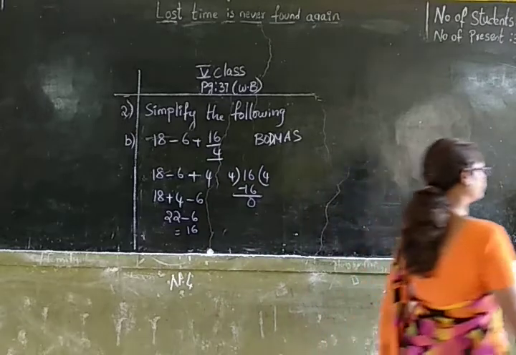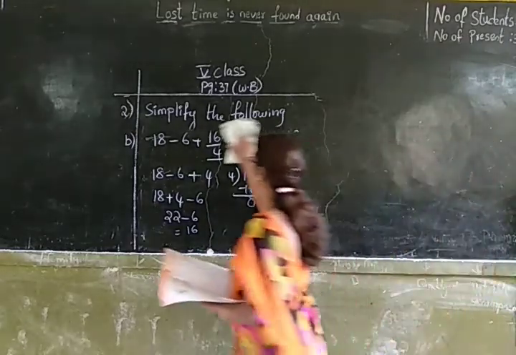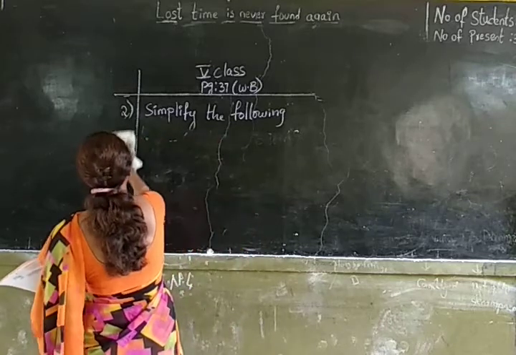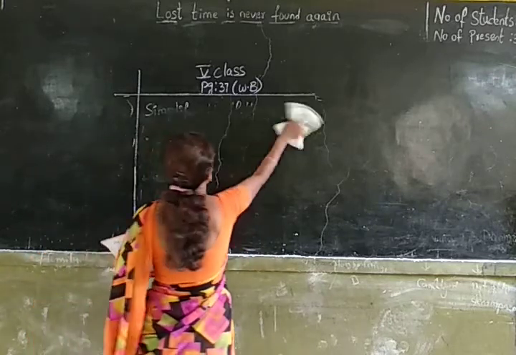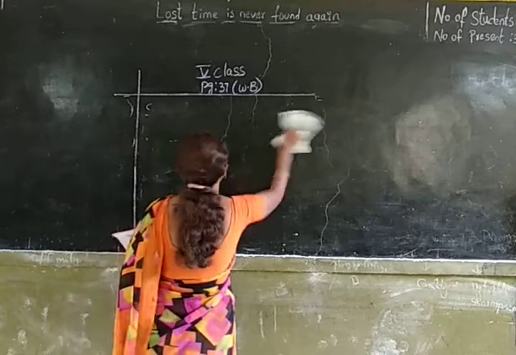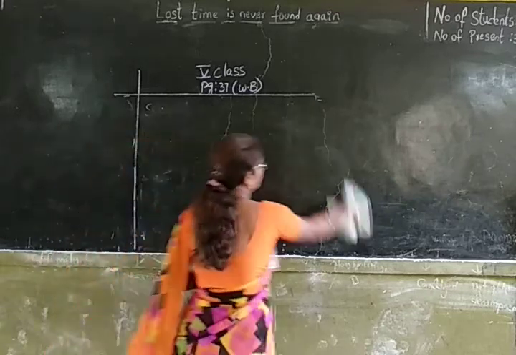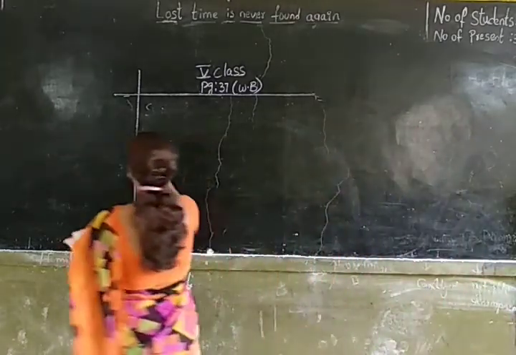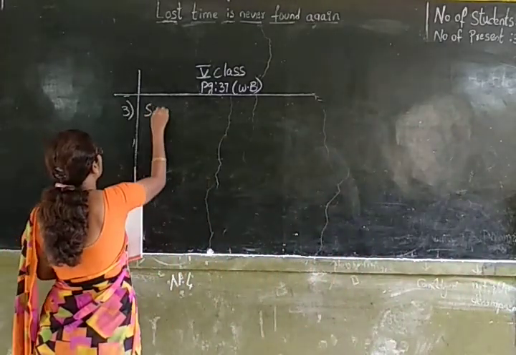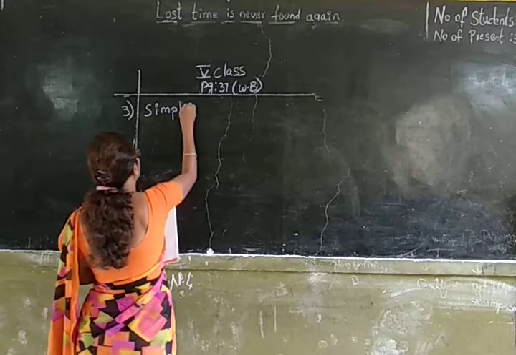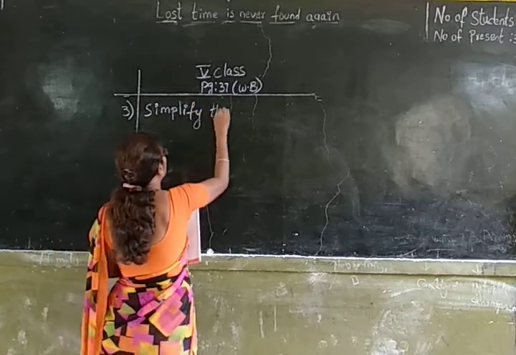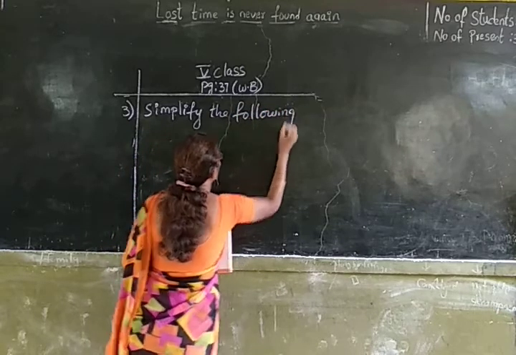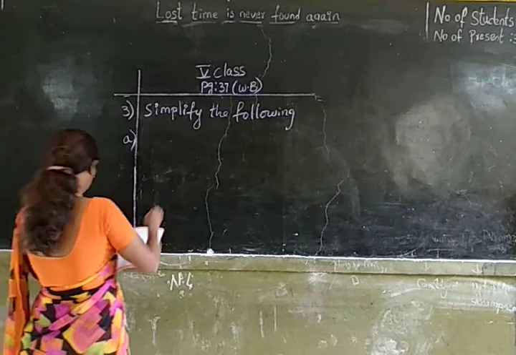Okay, children. Now let us do the third sum. So third question. What is the third question? The third question is simplify the following. Third question is also simplify the following. So let us do the A sum. So what is the A sum?